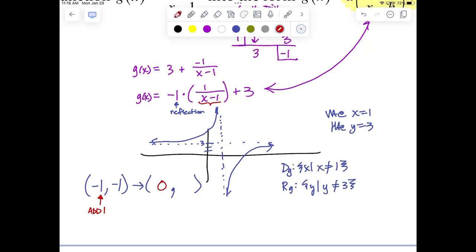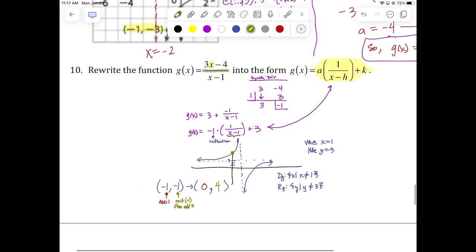Now, for the y value, we're doing two things. What's the first thing that we need to do? Multiply by -1. Then do what? Add 3. Good. So what's -1 times -1? +1. What's +1 plus 3? +4. Yeah. So this becomes the new y-intercept. The point that was at -1, -1 becomes the new y-intercept. Hot diggity donut. We finished.